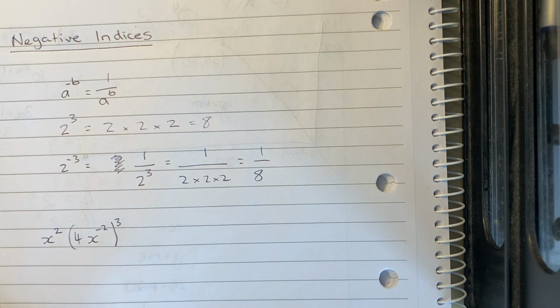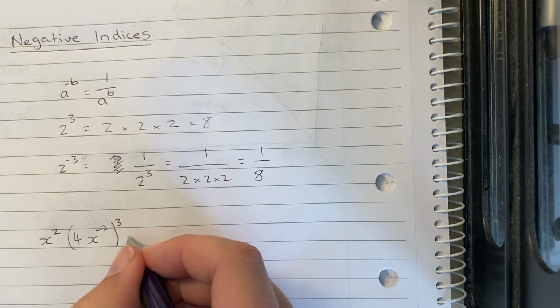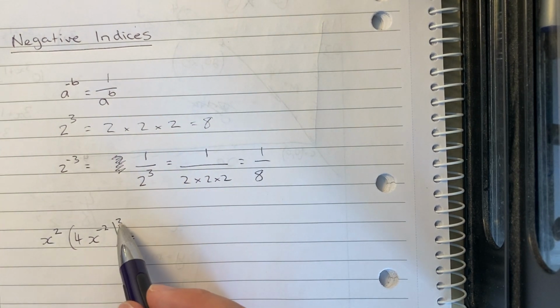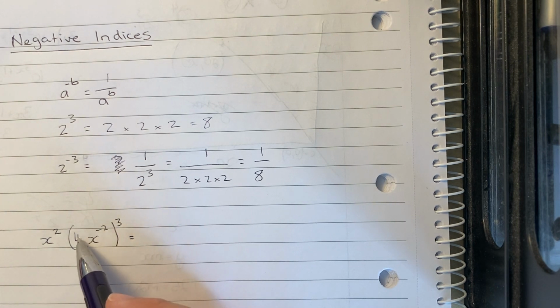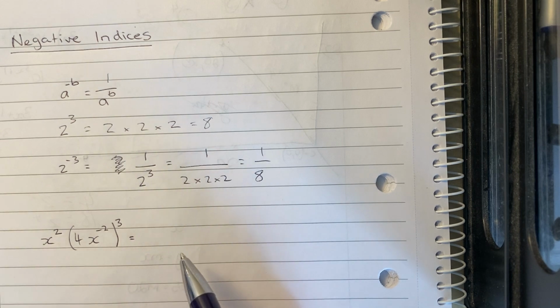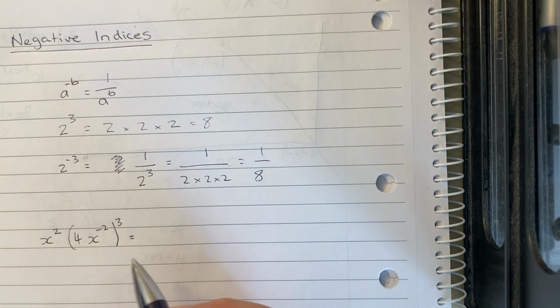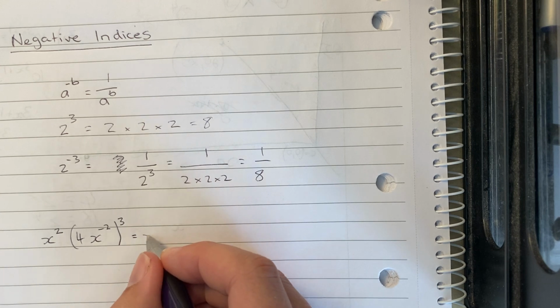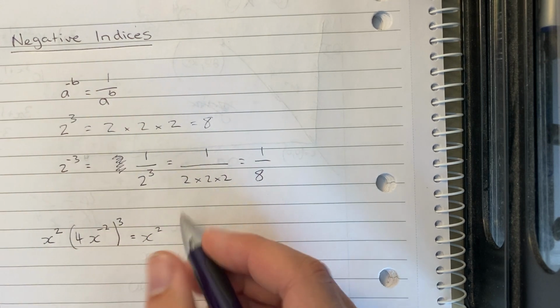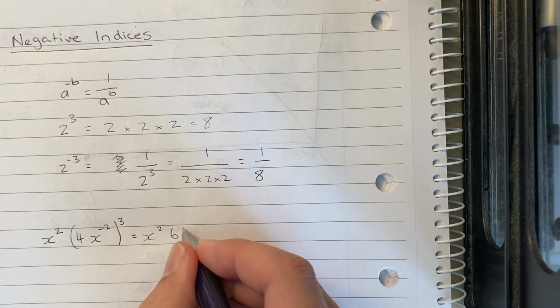So let's break this into parts. First part, I think we've got to deal with this indice here. We're going to distribute that throughout this bracketed term. So 4 to the power of 3: well, 4 to the power of 2 is 16, and 16 times 4 gives us 64. So we'll leave the x squared there for now, but here we now have 64.